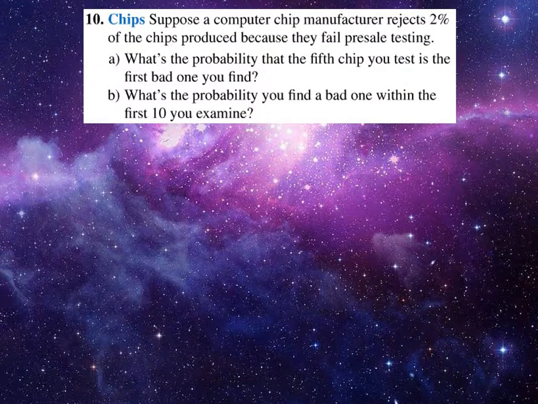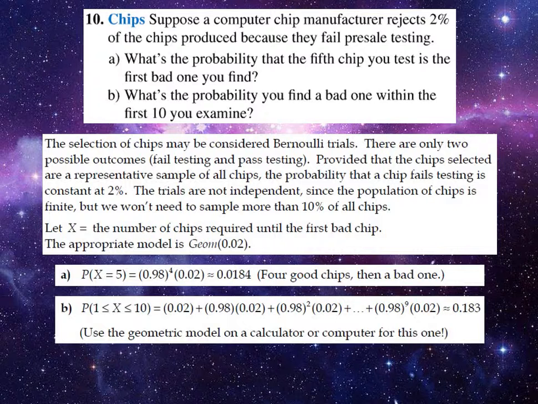Okay? So, did we get to do this problem last class? Yeah? So, if we're saying the probability that the 5th chip you test is the first bad one you find, you got to be careful with how you define success and failure for this. I would say success is the 5th chip you test is the first bad one you find. So I'm looking for the bad one to be my probability of success. So basically I'm saying, okay, good, bad. Right? So that means it's going to be 0.98 to the 4th times 0.02.